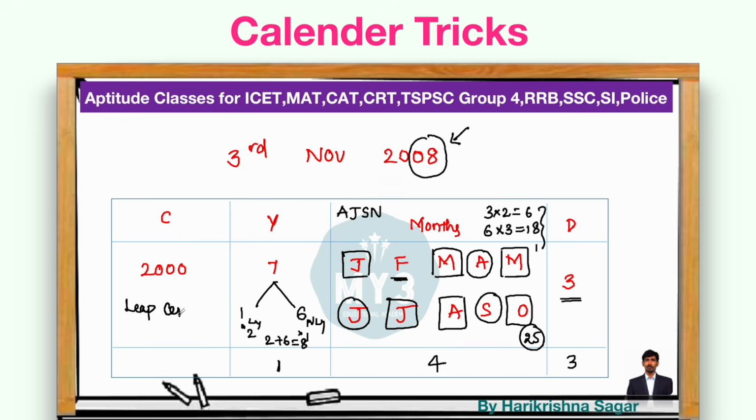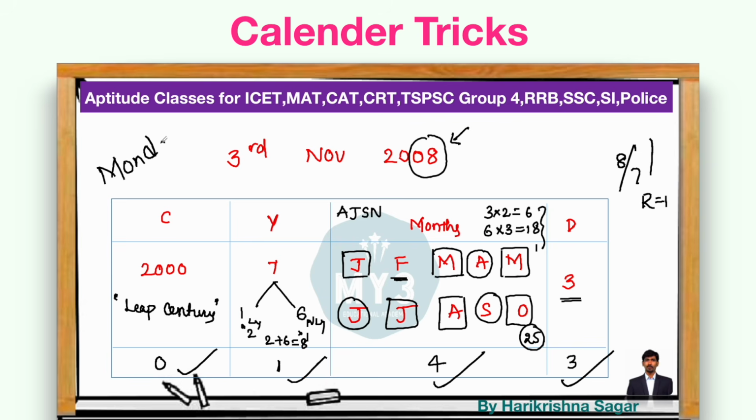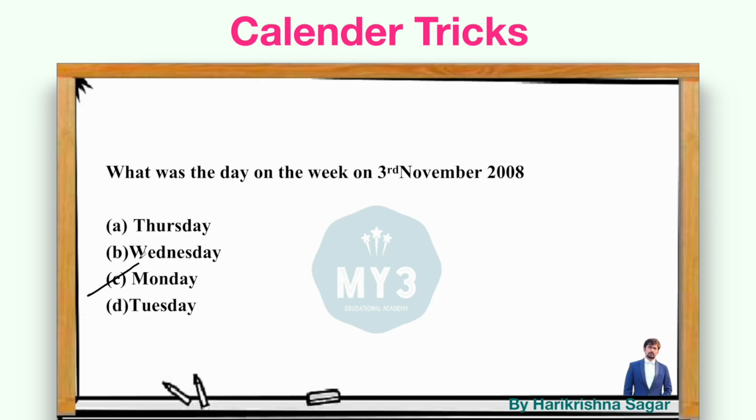Every leap century will have the number of odd days as 0. Leap century means a century year which is a multiple of 400. So I got the final odd days as 0 plus 1 plus 4 plus 3, which is equal to 8. 8 by 7, what is the final remainder? The final remainder is 1. If you are getting a remainder of 1, that means the answer is Monday. You can check. Mark the answer option C.